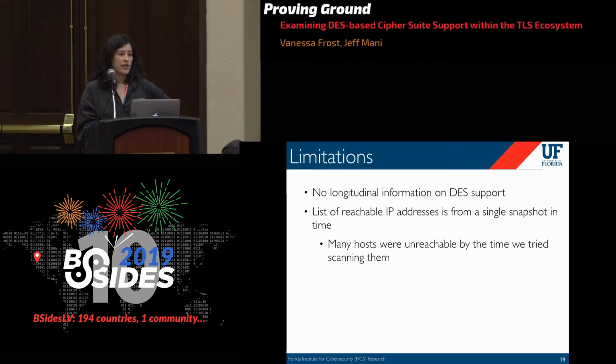Now, there were some limitations to our study. For instance, we didn't get a chance to look at the longitudinal information for DES support. So an IP address that we queried a month ago, we couldn't query today and see, are they still supporting what they did last month? We just didn't have the time. And next, our list of IP addresses is from a single snapshot in time. Our scan took 6 months, so by the end, when we were getting to some of the IP addresses on the lower parts of the list, it's possible that they were taken offline, they were unreachable, other machines could have cycled onto the network. We have no way of knowing.